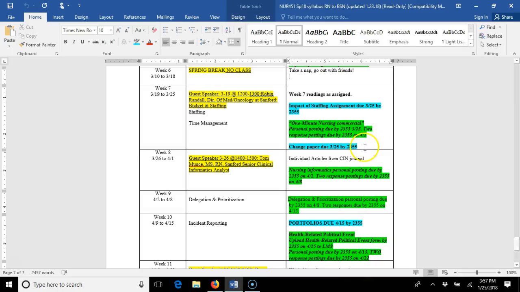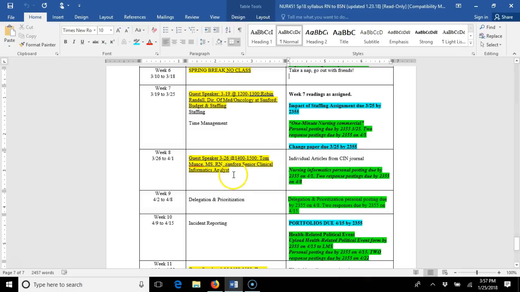And then here's your change paper. The assignment for the change paper is basically you're taking something that you've seen in practice and using what we're talking about in the previous week, designing the change and how you are going to implement that. And that is a paper that's due on the 25th.